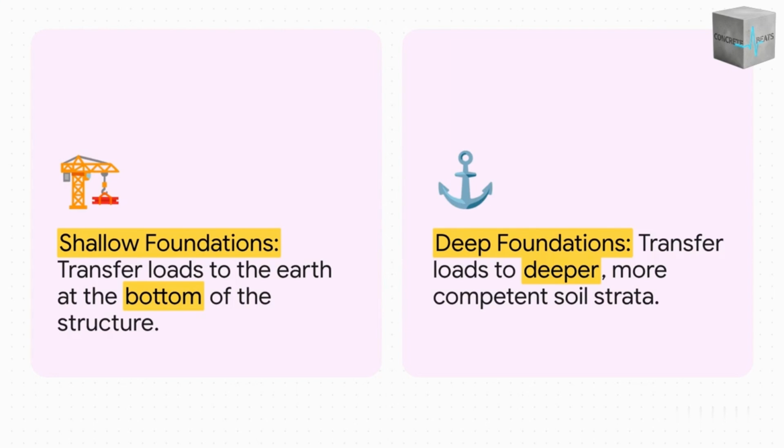Shallow foundations, just like the name says, transfer the building's weight to the soil pretty close to the surface. Deep foundations, on the other hand, are what you use when that surface soil just isn't strong enough. They act kind of like stilts, punching right through those weak upper layers to transfer the load way down to stronger soil or rock deep underground.